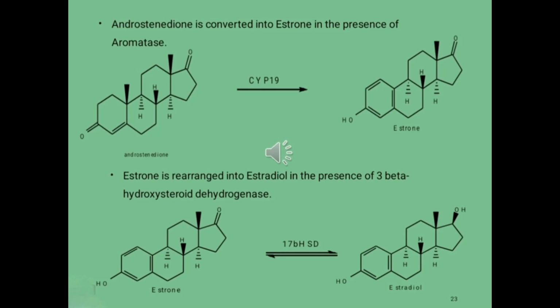In estradiol, there is a presence of two hydroxyl groups. As the name implies, diol, one hydroxyl group is present at carbon 3 position and the other is present at carbon 17 position. In this way, the estradiol is synthesized by using this reaction scheme.